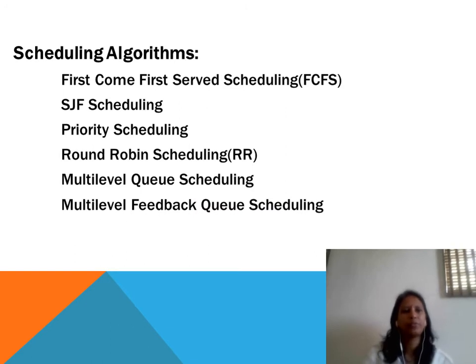There are different types of scheduling algorithms available. The first one is called first come first served scheduling, in short FCFS. Second is shortest job first, that is SJF scheduling. Third one is called priority scheduling. Fourth type of algorithm is called round robin, that is RR scheduling. Next is multi-level queue scheduling, and at the last, multi-level feedback queue scheduling algorithm. So in total there are 6 types of scheduling algorithms available.